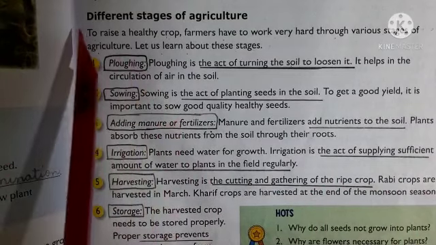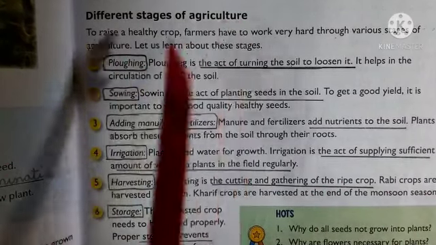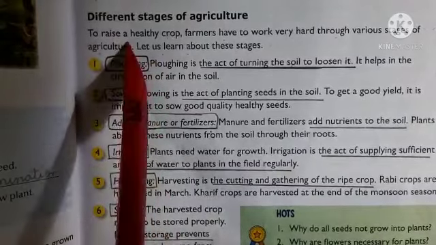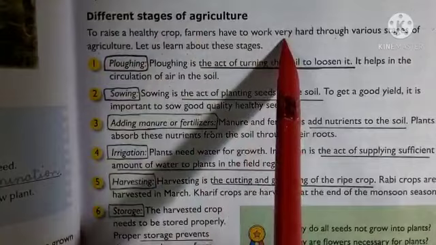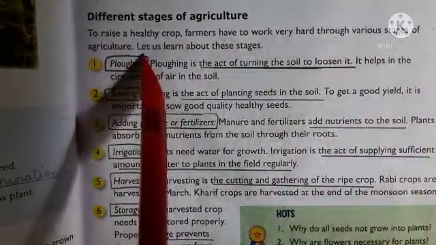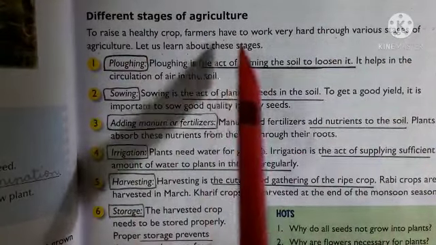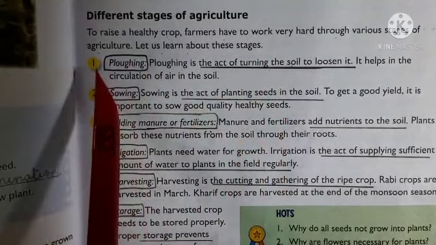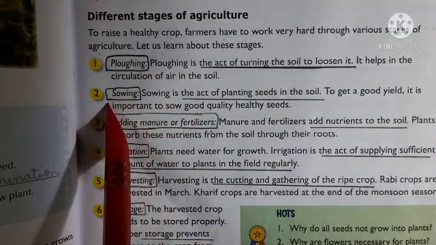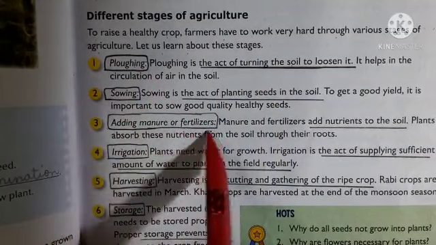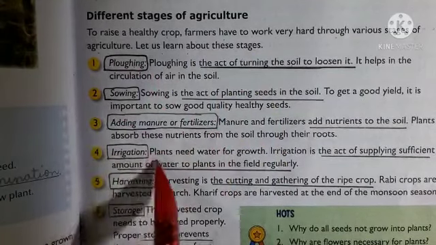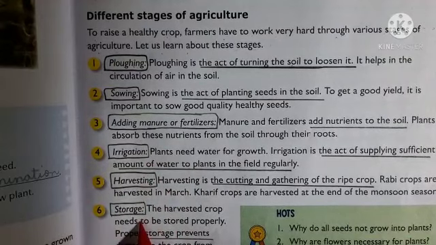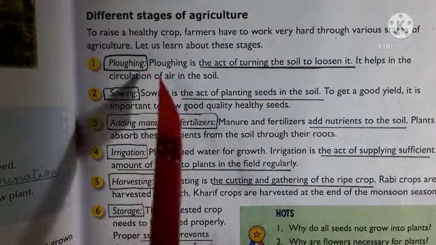Same way, agriculture or crop production also has a proper set of stages. To raise a healthy crop, farmers have to work very hard through various stages of agriculture. Let us learn about these stages. Let me name the 6 different stages. Number 1 is plowing. Number 2, sowing. Number 3, adding manures and fertilizers. Number 4, irrigation. Number 5, harvesting. And number 6, storage. One by one we learn about these.